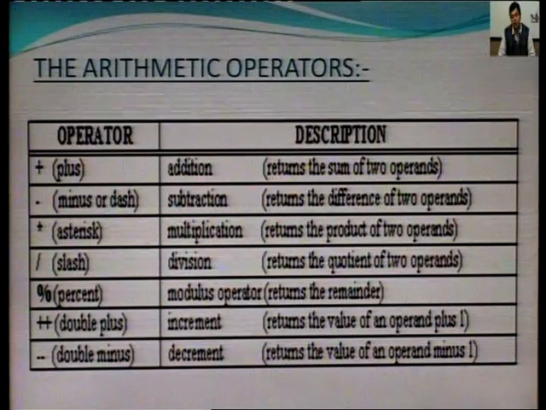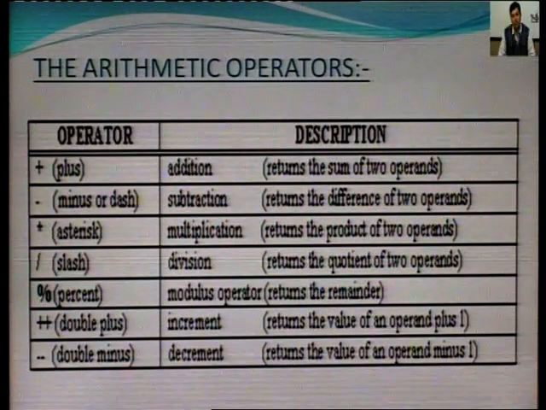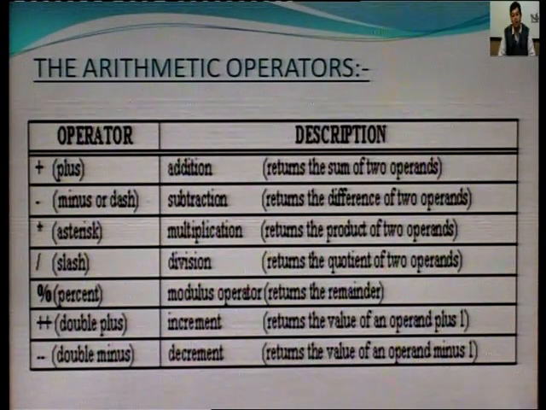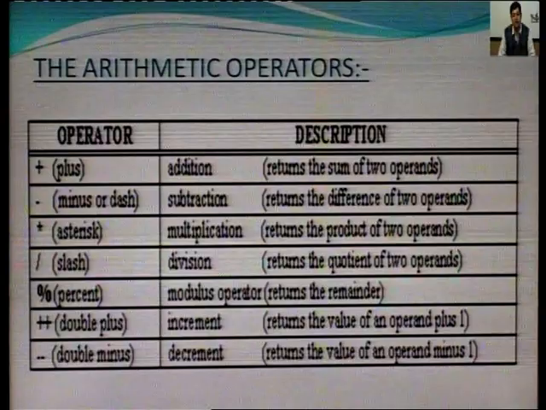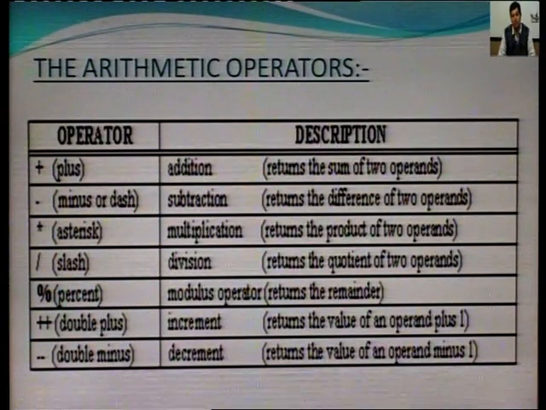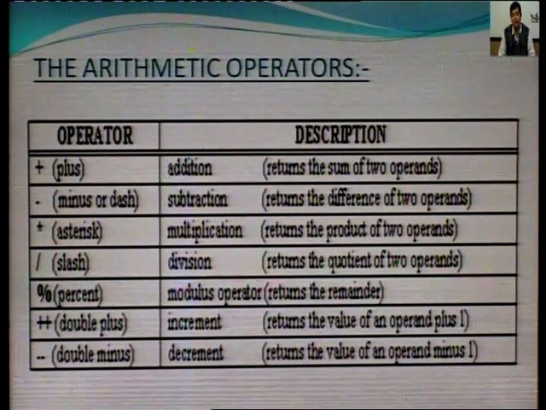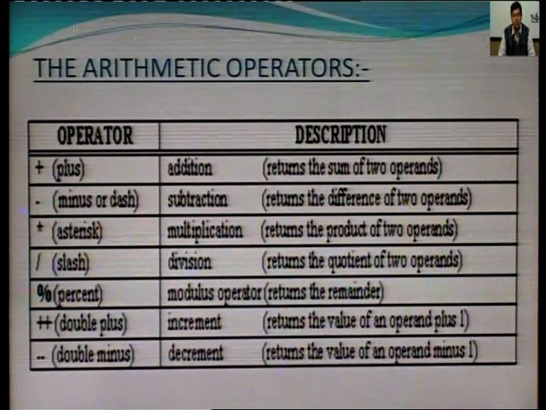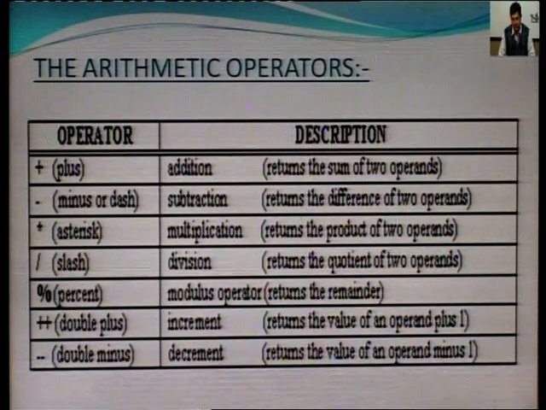It is a modulus operator. We use it for calculating the remainder. Then plus plus is an increment operator, and it returns the value of the operand plus 1, and minus minus, which is called double minus, is the decrement operator, which returns the value of the operand minus 1. So these are the various arithmetic operators which we use in object-oriented programming.